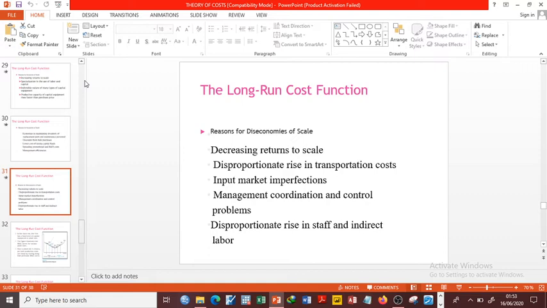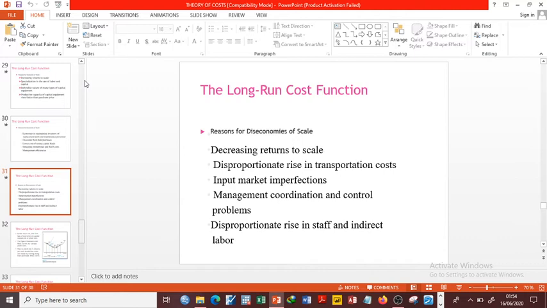Then, disproportionate rise in transport costs. If you're selling a particular product, but you have to incur transportation costs in delivering this product to the customer or to the consumer, then these transportation costs are going to reduce your profits, right? They're going to reduce your profits, and this will lead to diseconomies of scale.